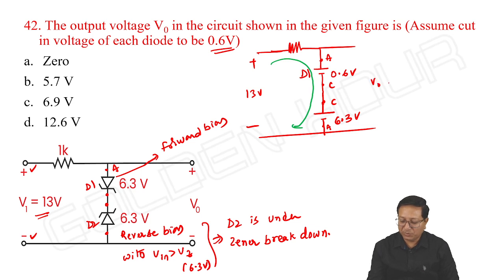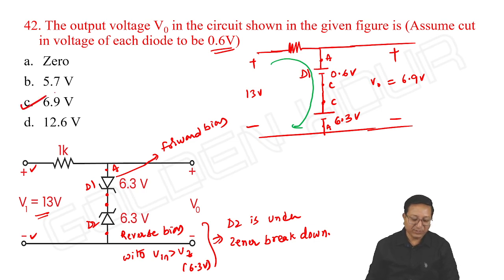What about the total output voltage, friends? 0.6 plus 6.3, it is 6.9 volts. A very, very simple thing. One diode is forward biased, another is under breakdown. Anode to cathode, I wrote V gamma as far as D1 is concerned, and cathode to anode, I wrote Vz as far as D2 is concerned. Ultimately, the output is 6.9 volts. Option C is correct. This is how we can do this problem.